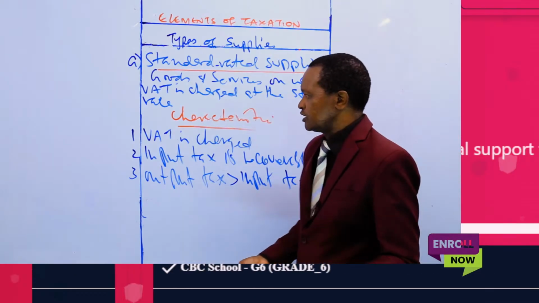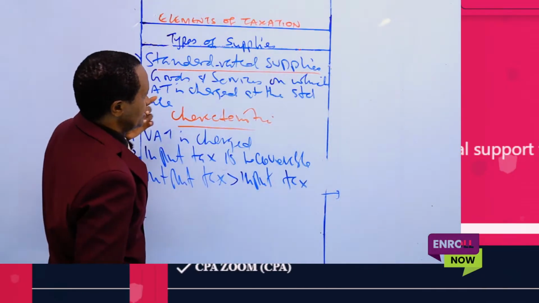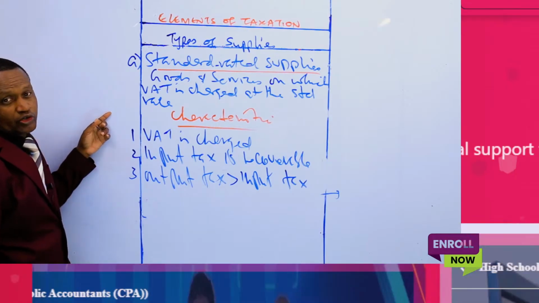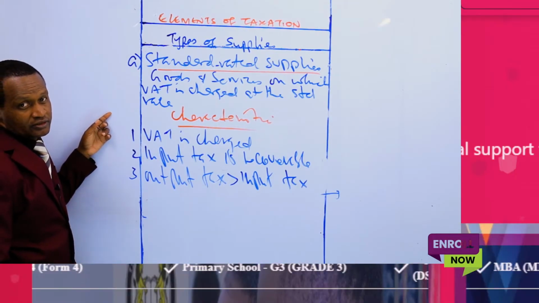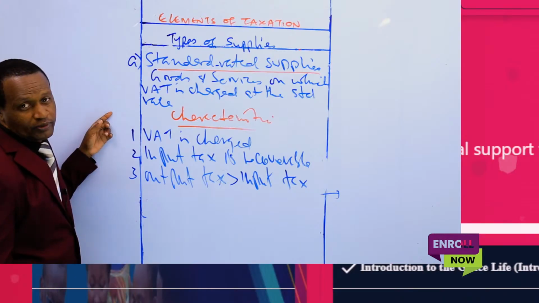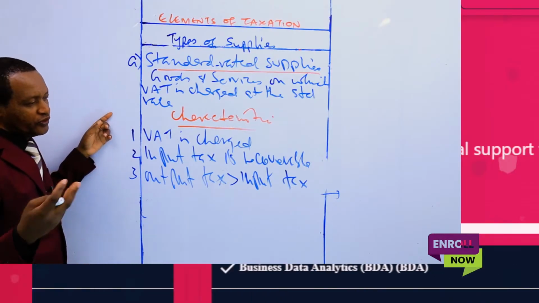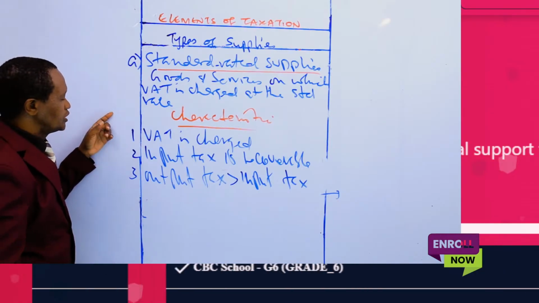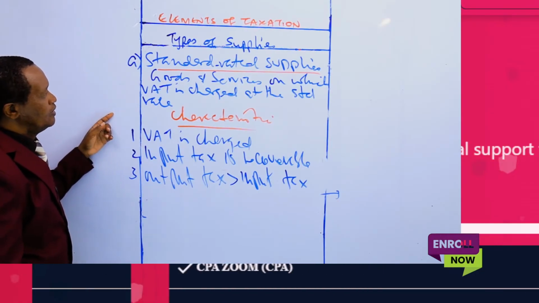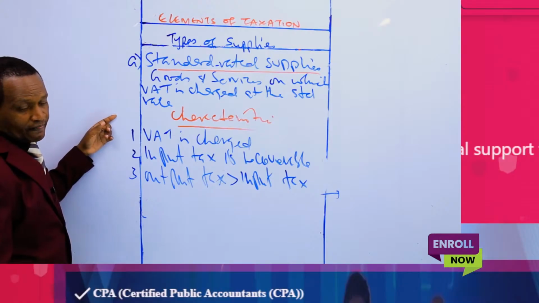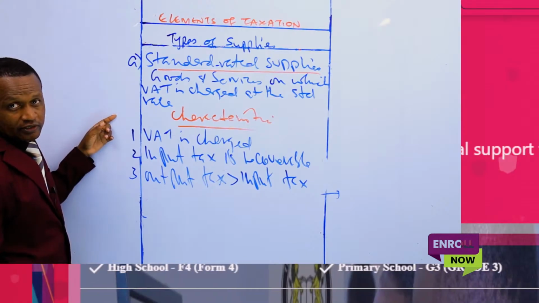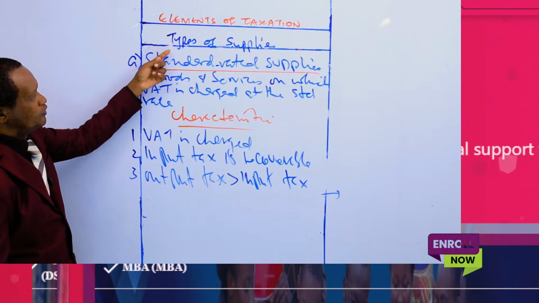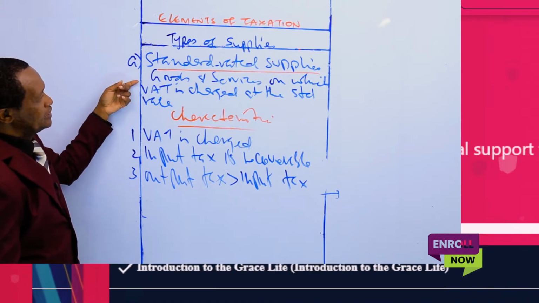Telecommunication services is also another example of standard rated supplies. We also have electricity for commercial use, fuel, petrol, diesel, motor vehicles. All those attract VAT. You understand? So that is one type of supply, standard rated supplies.